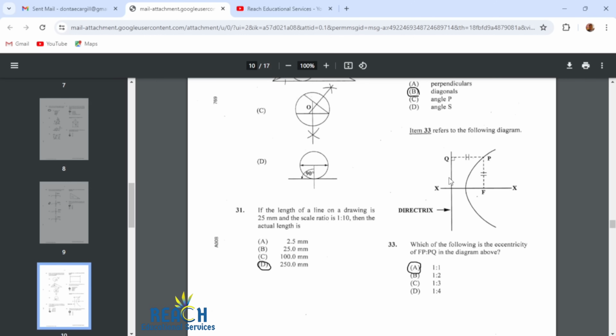Item 33 refers to the following diagram. Which of the following is the eccentricity of FPPQ in the diagram above? And it's 1 to 1 because QP and PF are the same lengths. So the ratio of eccentricity is 1 to 1, which means that that is a parabola.